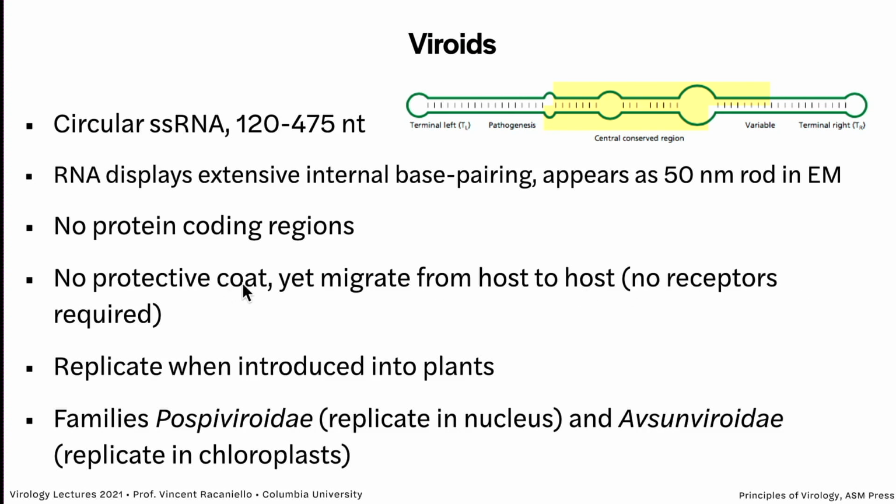The hosts of viroids are plants. You don't need receptors. And these get into plant cells. They can get in a variety of ways, by mechanical damage. Farmers often introduce them when they run over plants. They can be introduced by vectors, insect vectors, worms. And when they get into the plant, they replicate. And so that's why they were originally discovered.